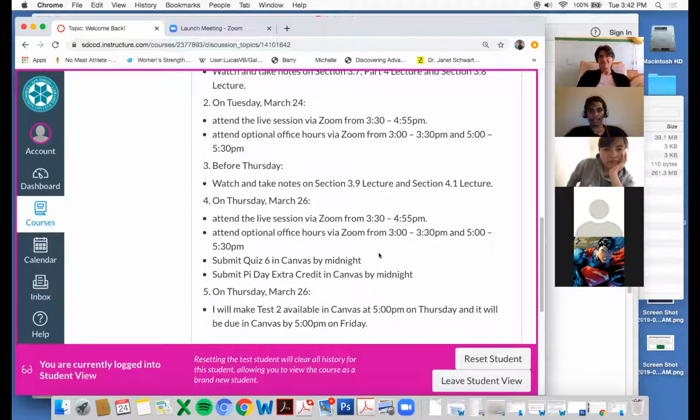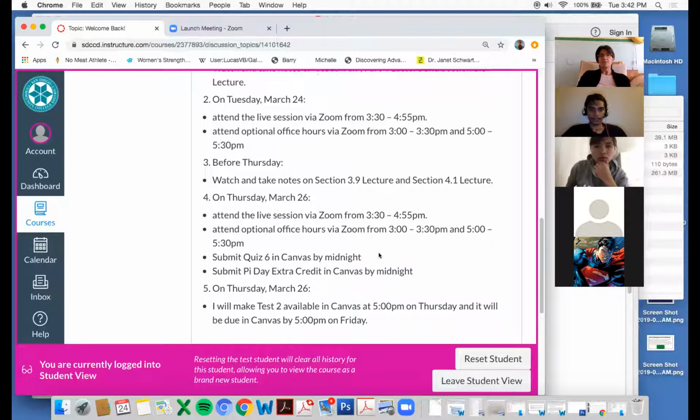What sections does the test cover? It's the last section in chapter 2, which was 2.5, the one with the combination of permutations with repetitions, and 3.1 through 3.7. Not 3.8 or 3.9. Those will be on the next test. So basically, what we're doing today and on Thursday is not going to be on the test. It's going to be on the next one.